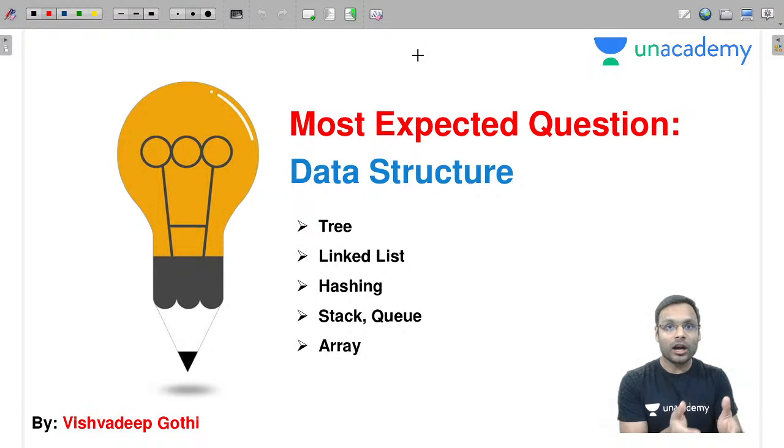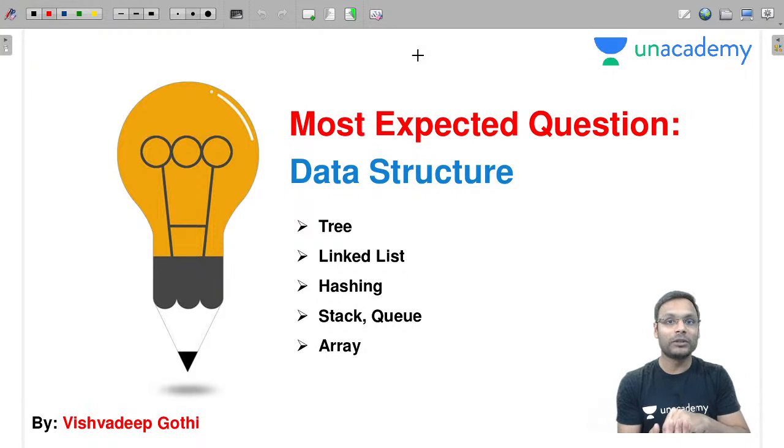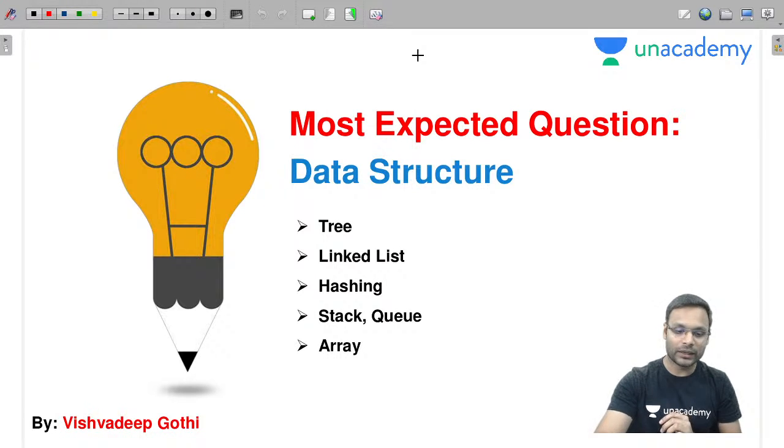We will talk about questions on array, linked list, stack, queue, hashing, and in fact tree data structures also. I have not brought so many questions from tree data structure because I wanted to have one more set of expected questions only from tree data structure, so that you can have more and more practice in this series. Okay, so without any delay, let's start the session.